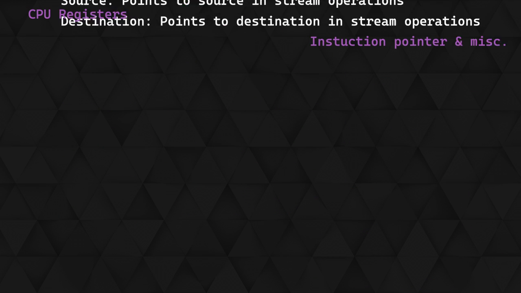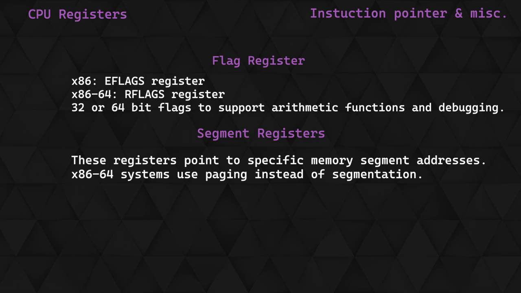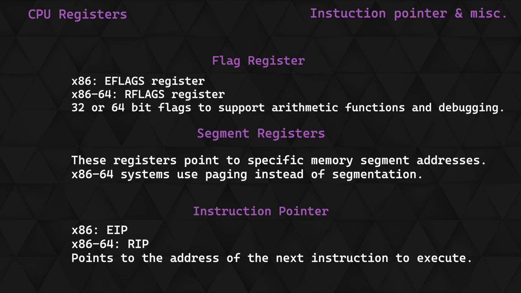Moving on to the other registers, we've got the flag register, either EFLAGS on x86 or RFLAGS on x86-64. These have a number of bits available that serve various purposes when set, such as indicating if the result of an arithmetic operation is negative, or to indicate if debugging is enabled. We've got the segment registers. So these registers point to specific memory segments that we'll touch on shortly. However, it's important to point out that x86-64 uses paging instead of segmentation, so these registers no longer serve that purpose on modern systems. Finally, we've got the instruction pointer, the EIP on x86 or RIP on x86-64.